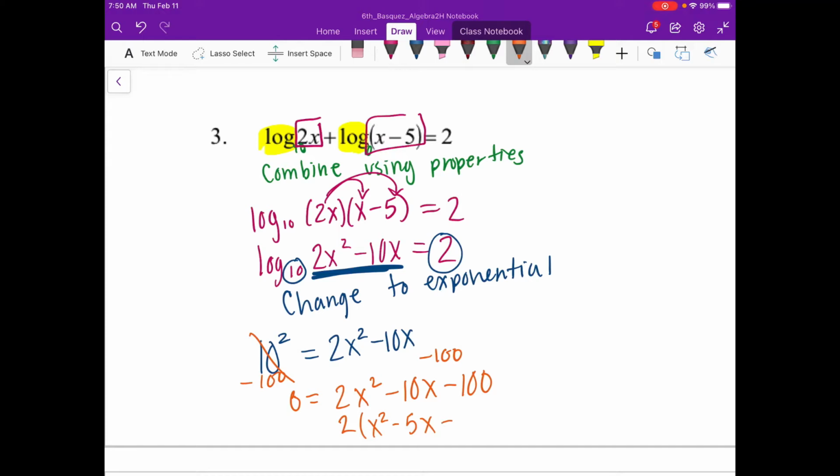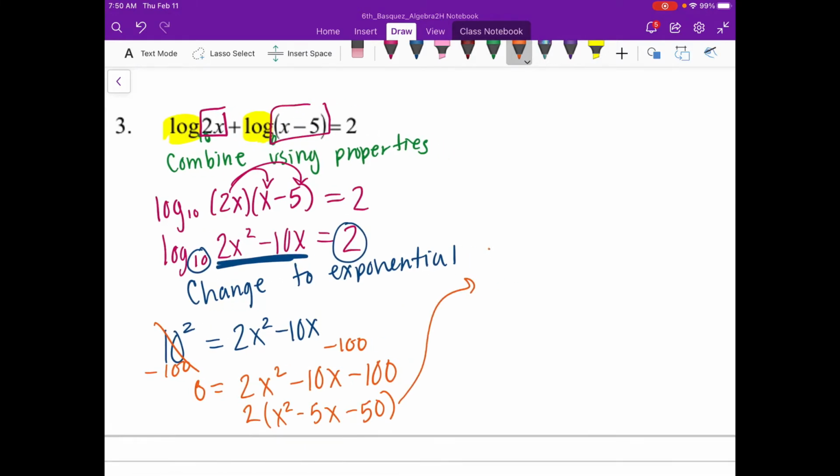That gives me x squared minus 5x minus 50 in this case. And then just factor that trinomial. So when I go ahead and factor that, I get x minus 10, x plus 5. So set each factor equal to 0. X minus 10 equals 0. X plus 5 equals 0. I get x equals positive 10.